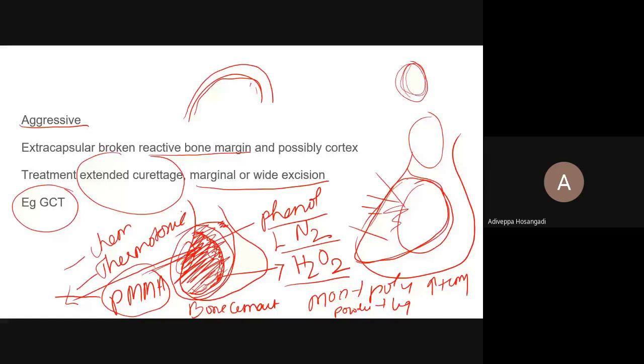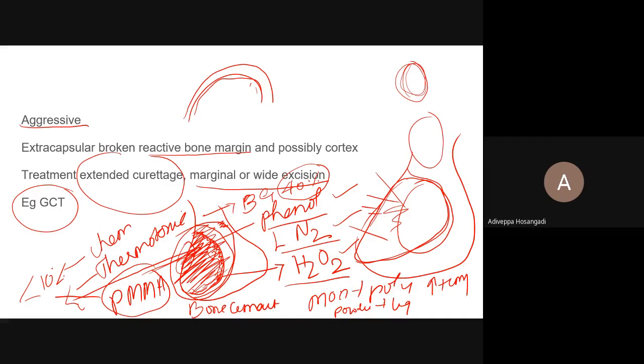So other adjuvants, as I said, are phenol, liquid nitrogen, and hydrogen peroxide. There is one more thing, cancellous bone graft. Earlier we used to put bone graft instead of cement. The advantage with bone graft is that it gets incorporated. It is the body's own autograft. If the tumor gets cured, the bone also gets healed and regenerated. But the disadvantage with bone graft is that the recurrence rate is 40%. The recurrence rate of curettage and bone graft for GCT is 40%, whereas with polymethyl methacrylate, it is less than 10%. Please remember this.